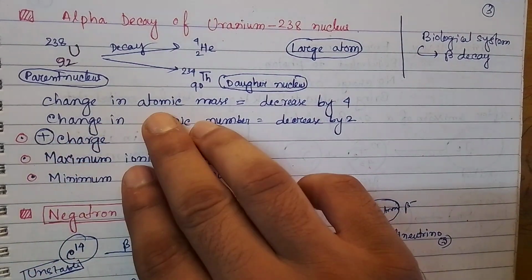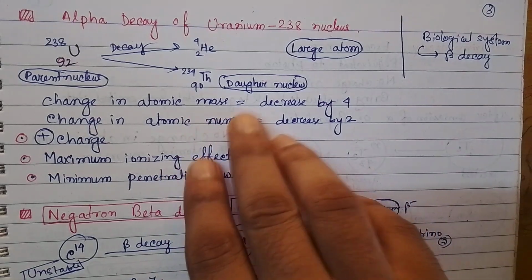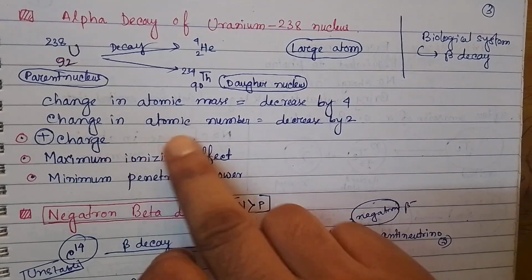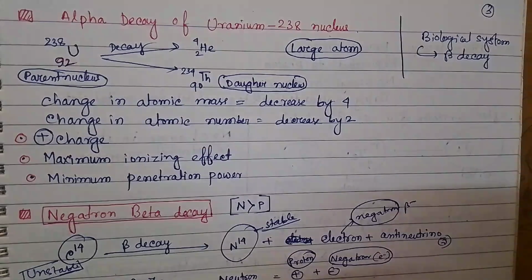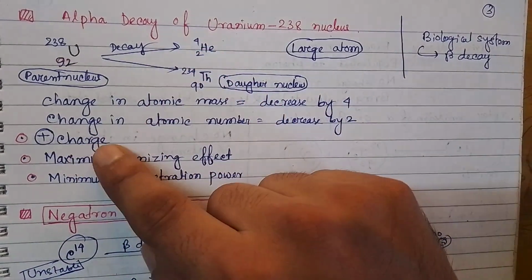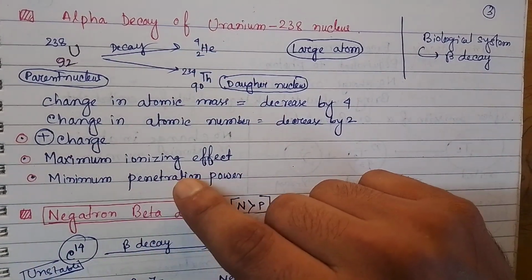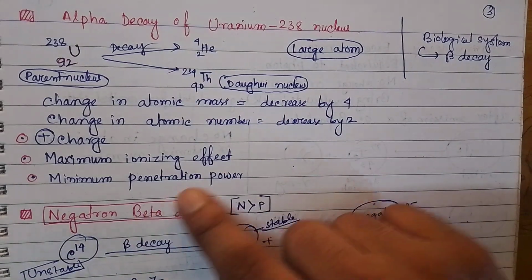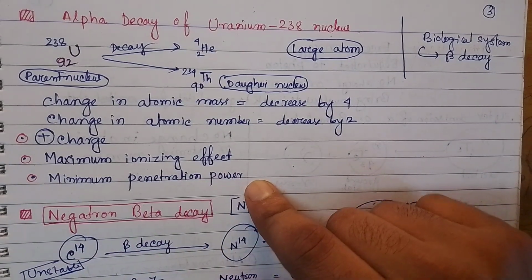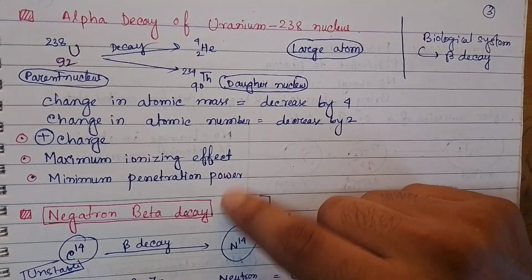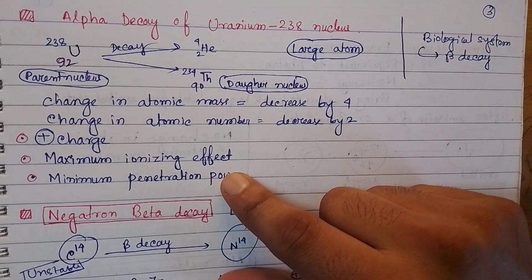The change in atomic mass is a decrease by 4 and the change in atomic number is a decrease by 2, as I explained. It carries a positive charge, and it has the maximum ionizing effect but the least penetration power. Alpha decay is more energetic and it is positively charged.